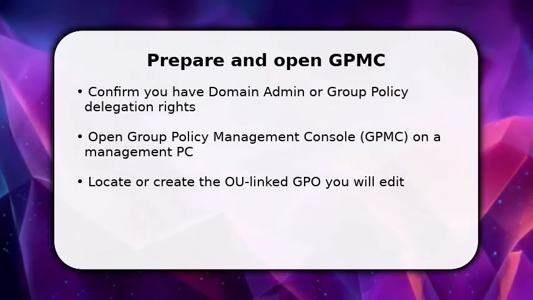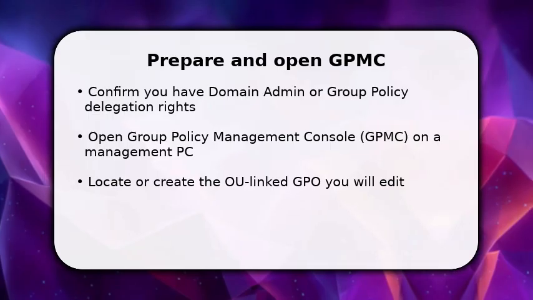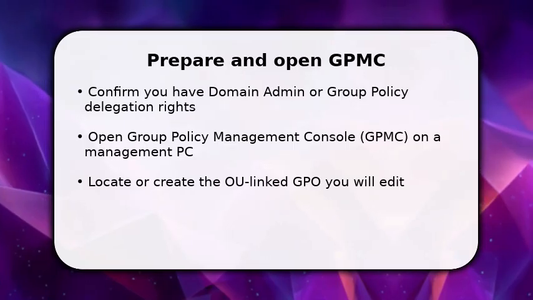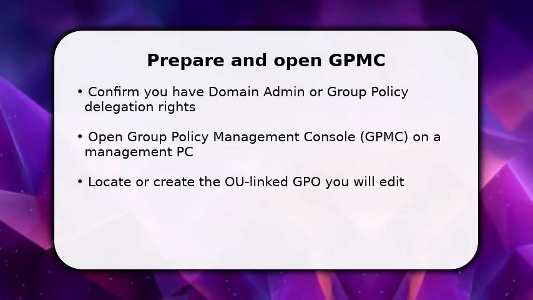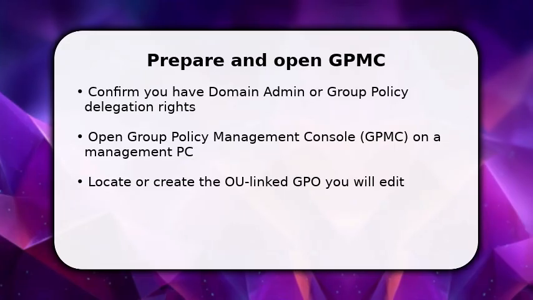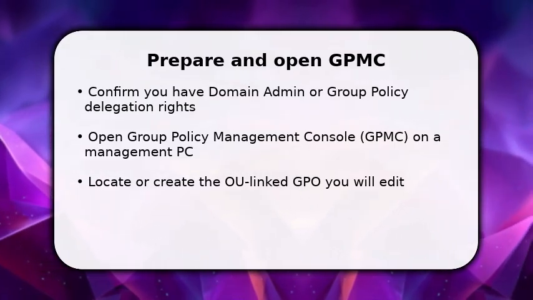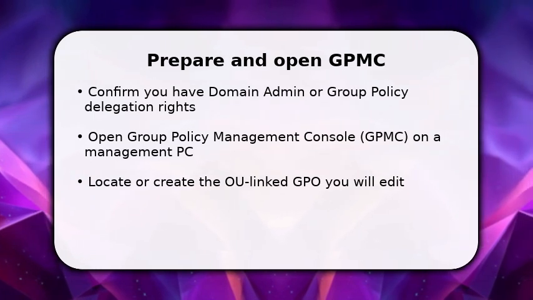Once GPMC is open, navigate to the correct domain and find an existing GPO or create a new one linked to the target OU. Make sure you choose a GPO that affects the computers needing USB access. This avoids accidental policy scope creep and lets you test safely before broad deployment.